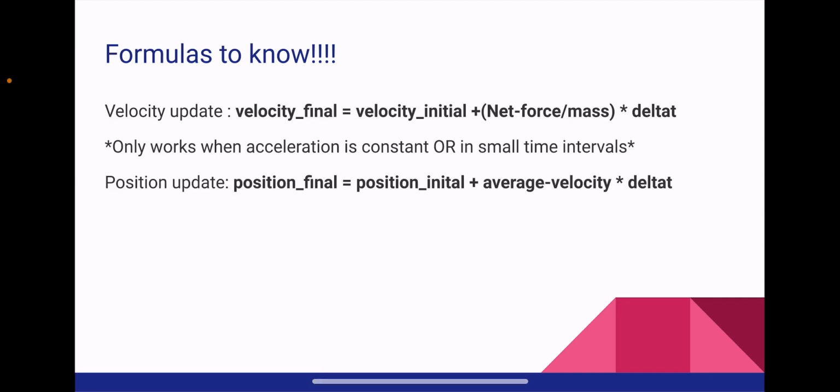Formulas to know: the velocity update is based on the acceleration and the initial and final velocity. The final velocity equals the initial velocity plus the net force over the mass, which is acceleration, times delta t, which only works when acceleration is constant or in small time intervals, which we will use in the computational model, so that's perfect.